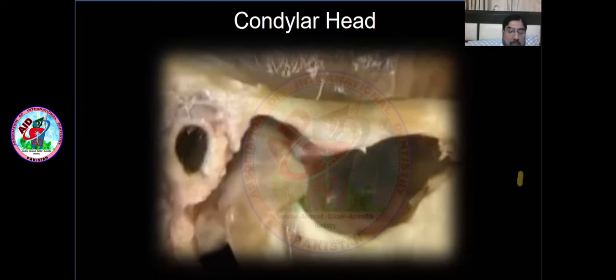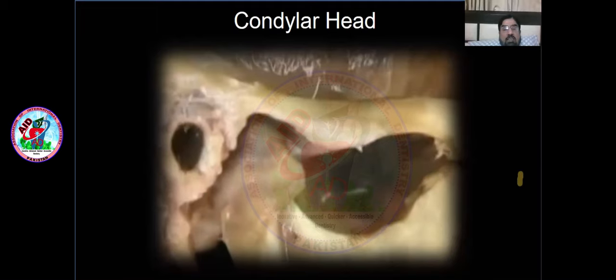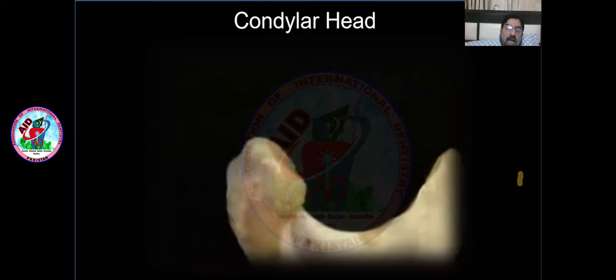This is the condyle placed right there in the fossa. And you see anteriorly it is convex, and posteriorly as well it is convex. And the superior surface, if you see, is also convex. It is convex in all three dimensions. This condyle has the ability to regulate itself in the temporal fossa.